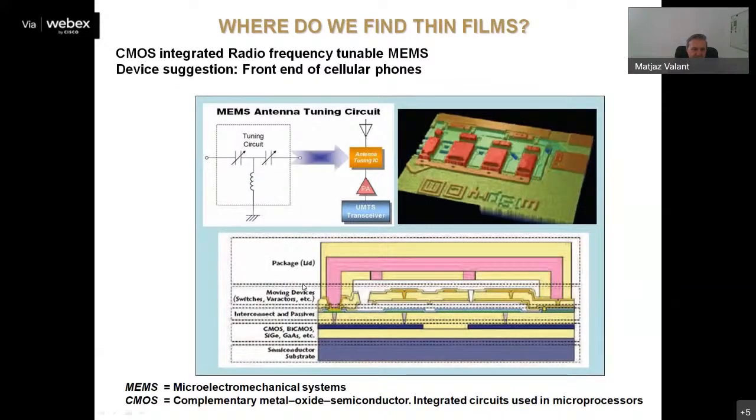And of course, there is electronics. Electronics is full of thin films. You see very complex structures, for instance, CMOS or MEMS or whatever. There are techniques now developed which can produce these complex structures in a cheap way, and mass production can be done. Some very different kinds of lithography are used for this.